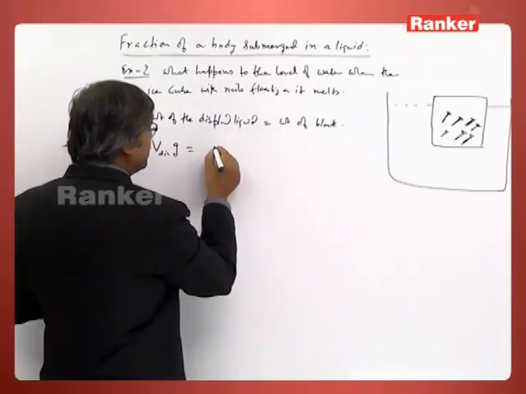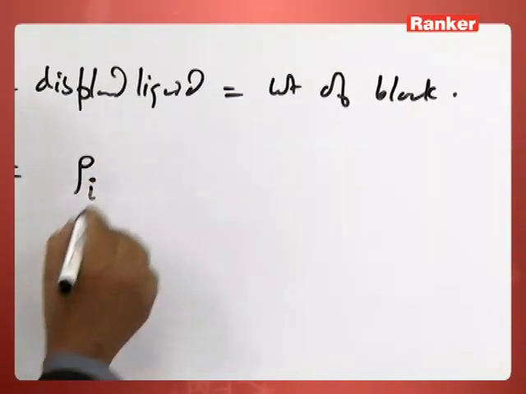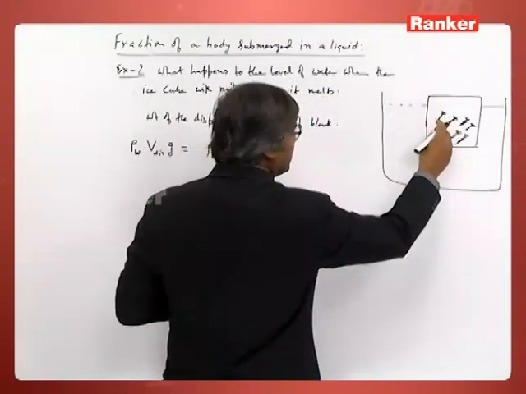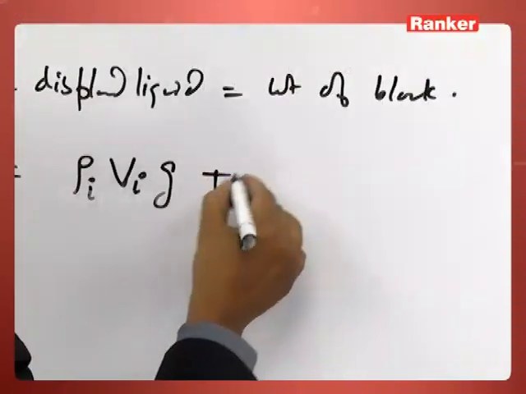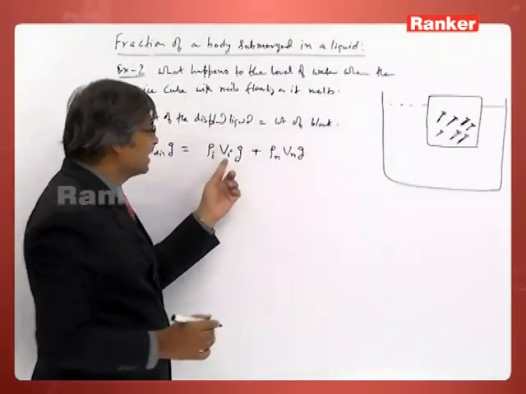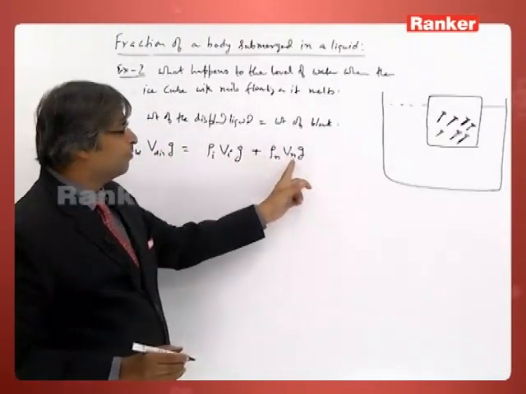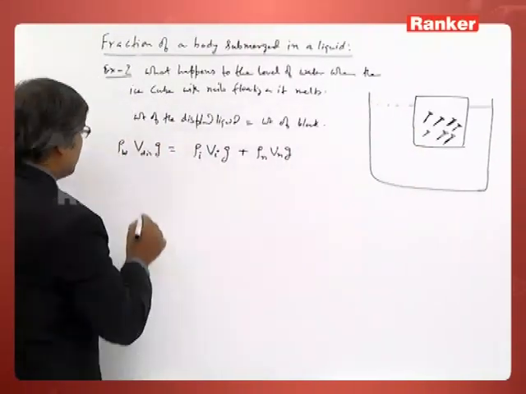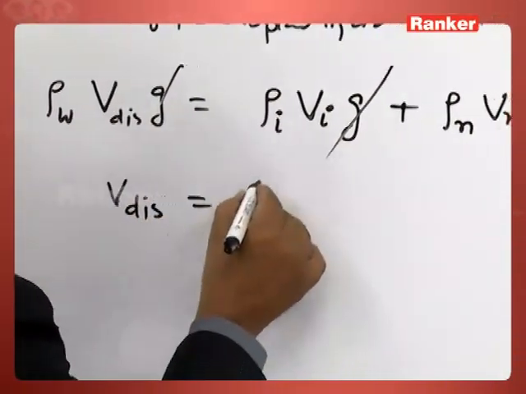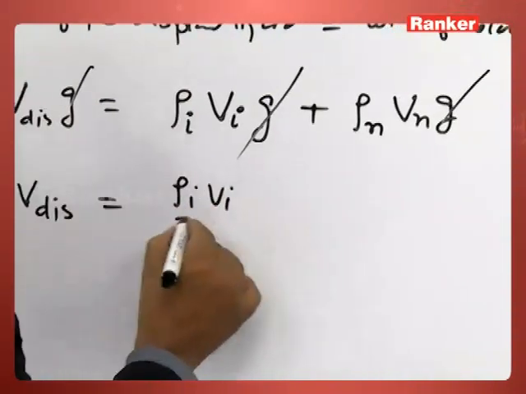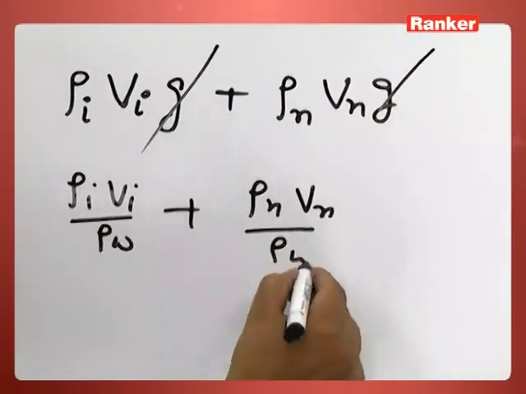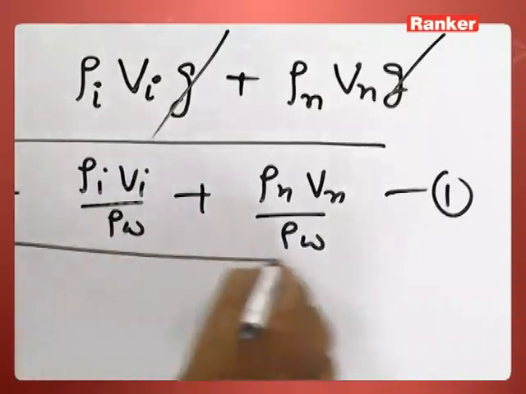Now what is the weight of the block? It is rho ice into volume of ice, not the block but the actual volume of ice, plus rho of nails into volume of nails into g. The total volume is the sum of the volume Vi plus Vn. The g cancels, so the volume of displaced liquid is rho I Vi by rho water plus rho nail V nail by rho water. This is equation number 1.